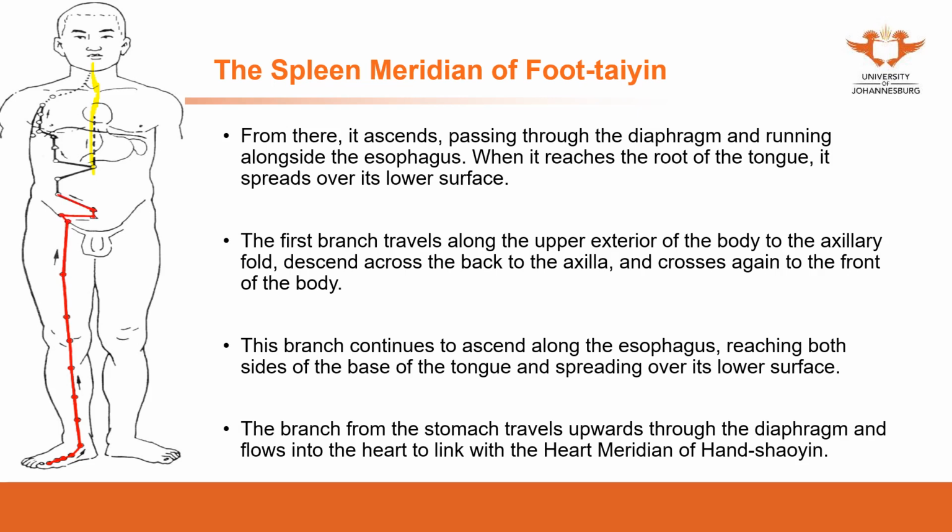There's another branch that travels along the upper anterior body to the axillary fold, descends across the back of the axilla and crosses again the front of the body. It goes here and all the way down again. This branch ascends along the esophagus and reaches both sides of the base of the tongue. So from here, it ascends as well.